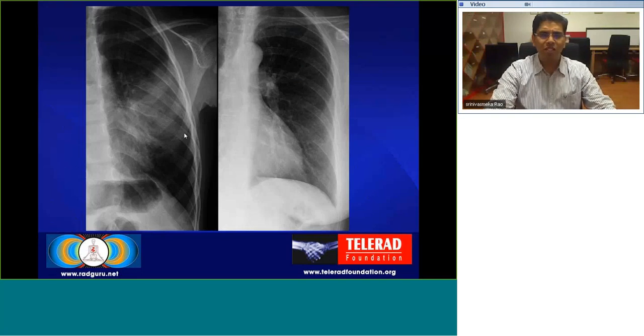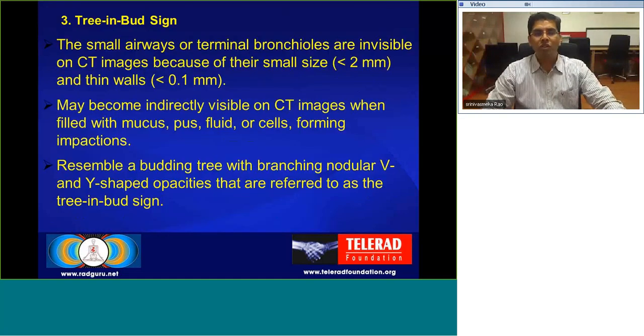So you need to make use of these appearances. If the pneumonia is in the lower lung, it obscures the hemidiaphragm. So that is also a sort of silhouette sign that will help in diagnosis of pneumonia if the patient has fever and cough. So next is the tree in bud sign.